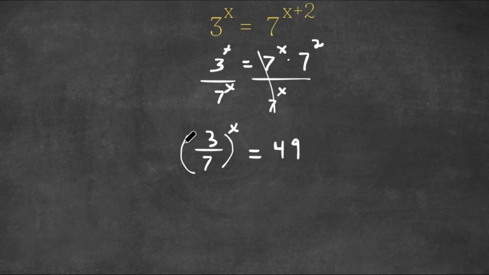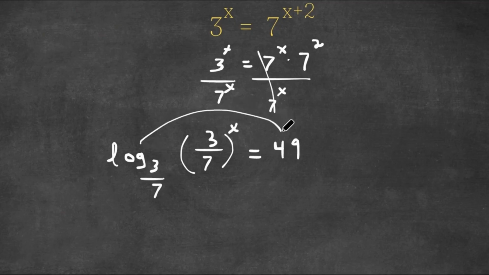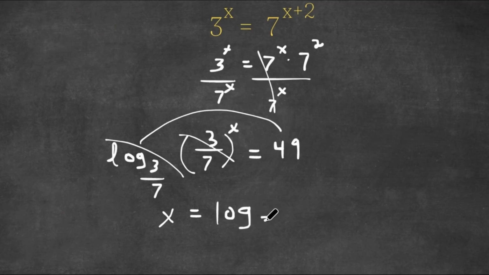Now, if I take the log with base 3 over 7 on both sides, then these two would cancel out, and for our left-hand side, I would have x, and for the right-hand side, I would have log base 3 over 7 of 49.